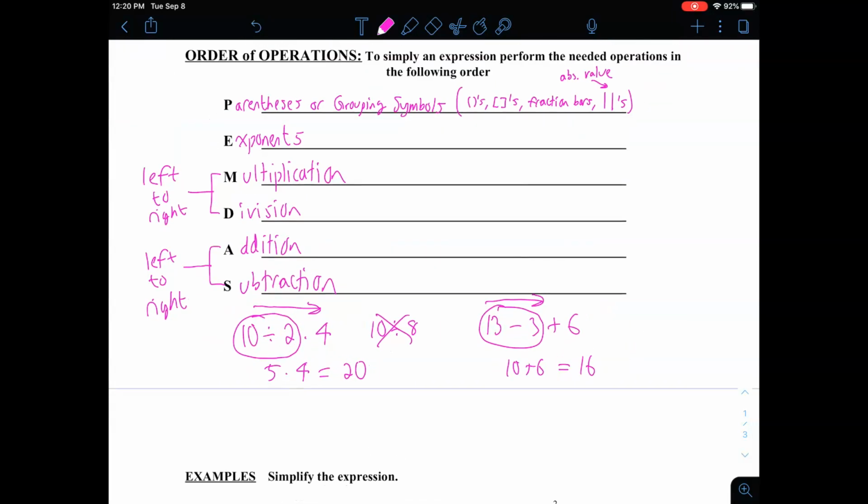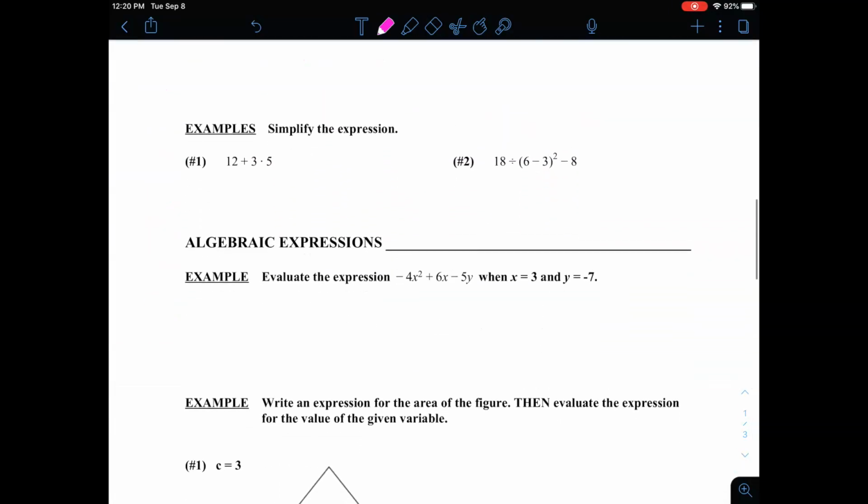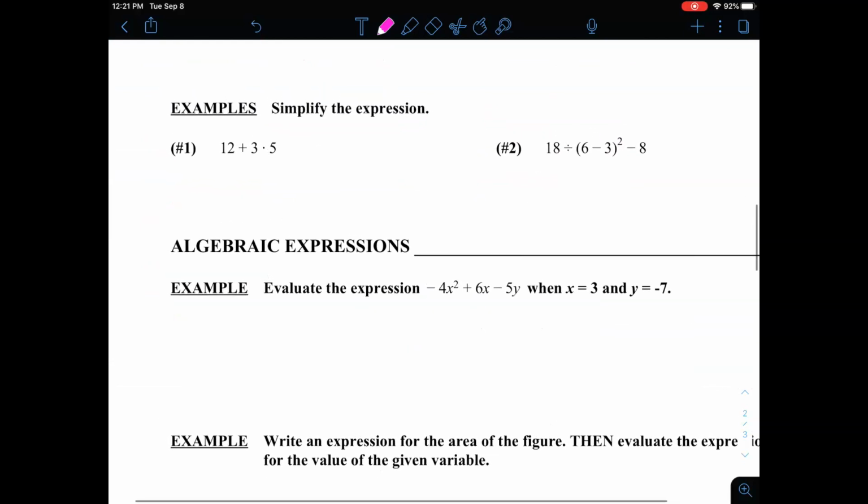So we got to go left to right. Okay, let's do some examples. Why don't you guys go ahead and give these two a try on your own, and then pause the video, and then we'll go through them together in a second.